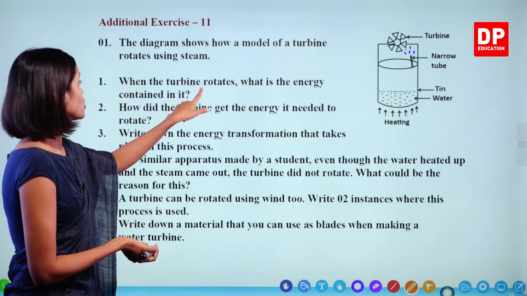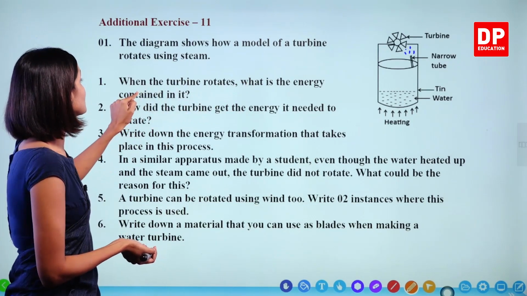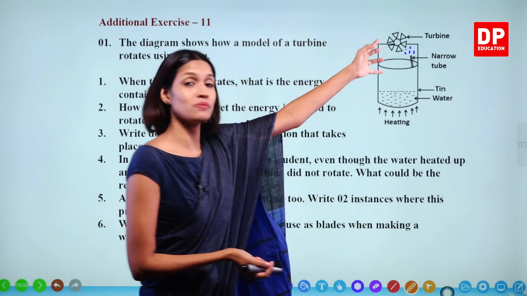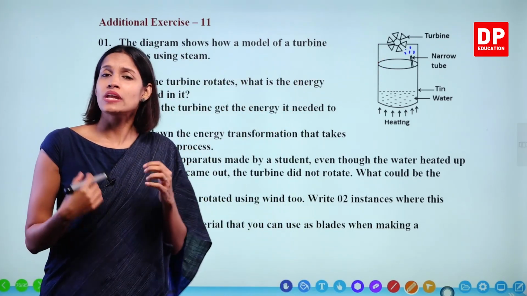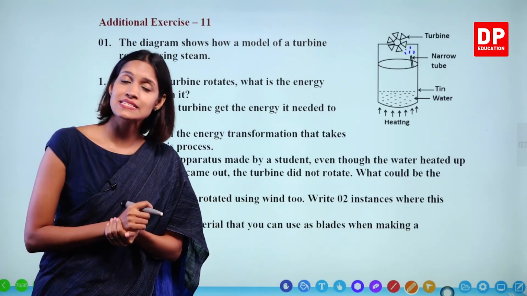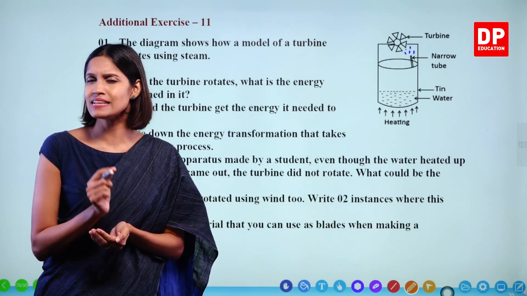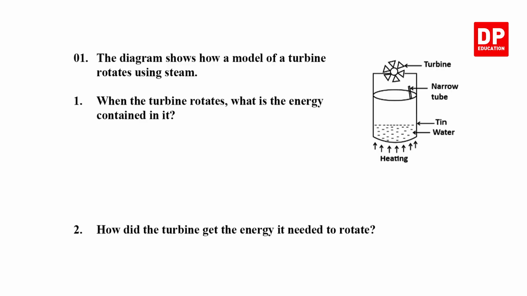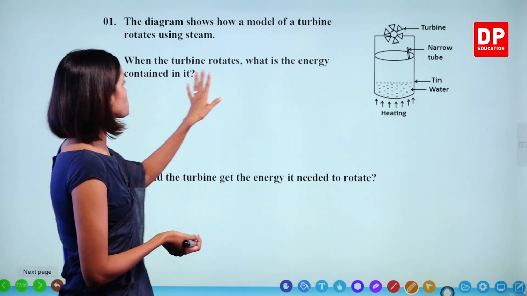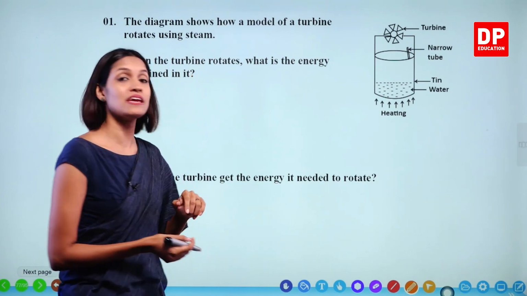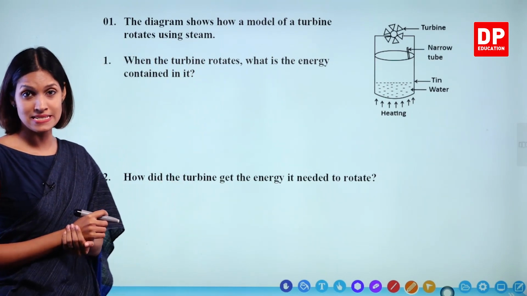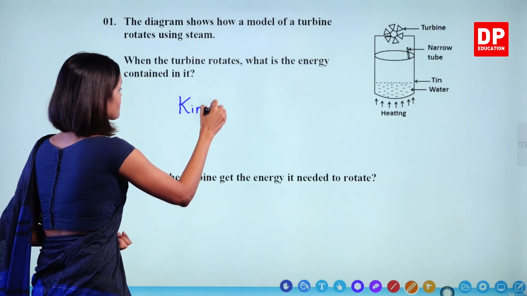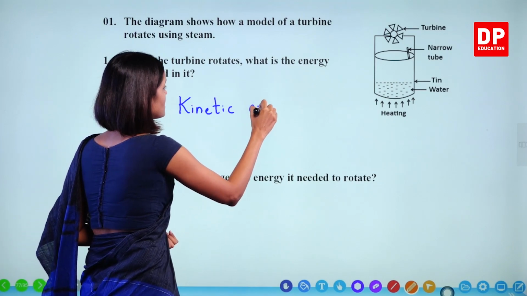When the turbine rotates, what is the energy contained in it? So when the turbine rotates, it means it is moving. So any type of moving objects contain, what is the type of energy? Kinetic energy, right? Let's write. Any type of moving objects contain kinetic energy.